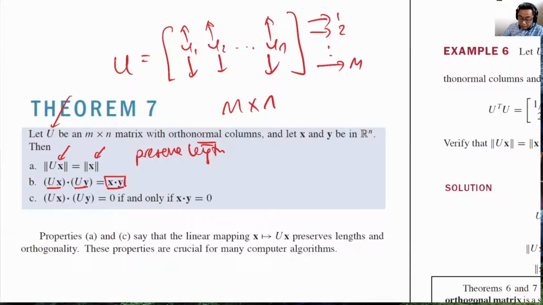And if in the transformed vectors Ux dotting Uy equals 0, then this will only happen when x dot y equals 0. So we say that performing linear transformation with U on the vector x preserves the length and the orthogonality and angle between the vectors after the transformation.